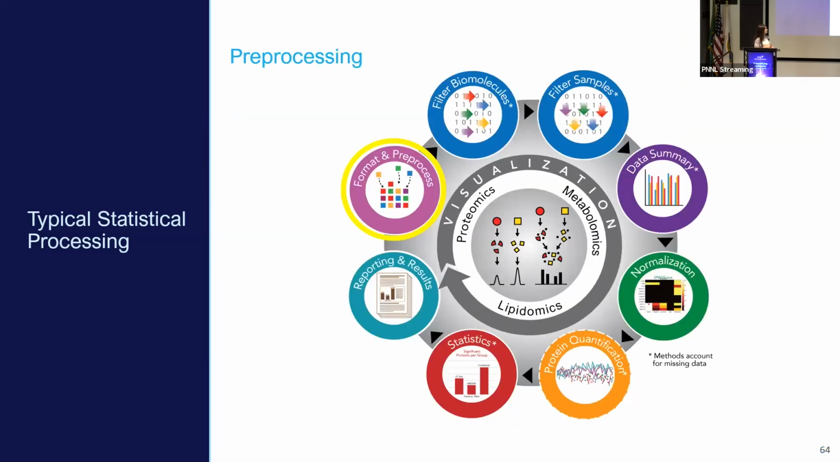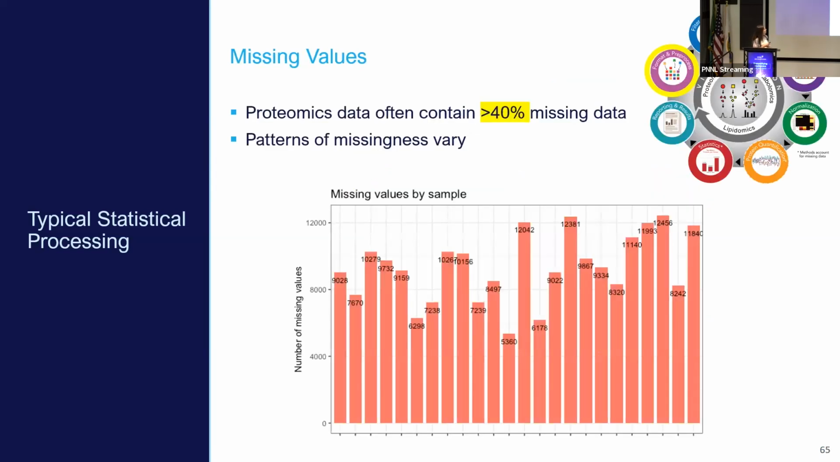So now we're going to move to this format and pre-process step. And one of the things that we always look at with proteomics data is the amount of missing data per sample. We often see up to 40% missing values in this bottom-up global proteomics scenario. And we can have very different patterns of missingness for the different samples. So each of these bars is a sample, and we're just plotting the number of missing values in that sample at the peptide level. So there's quite a range, and this is a really typical pattern that we see.